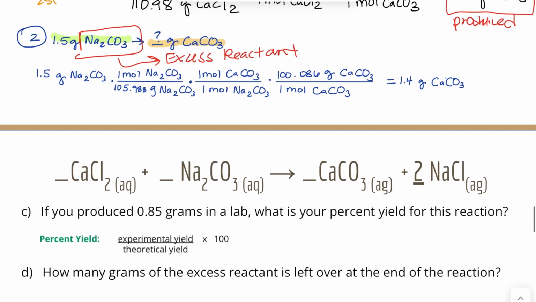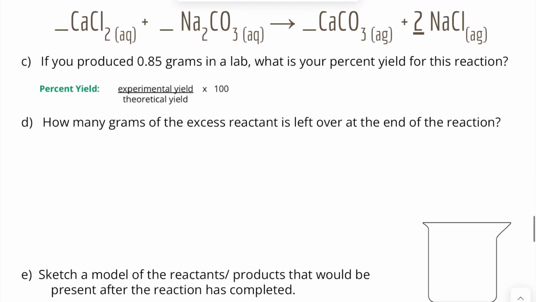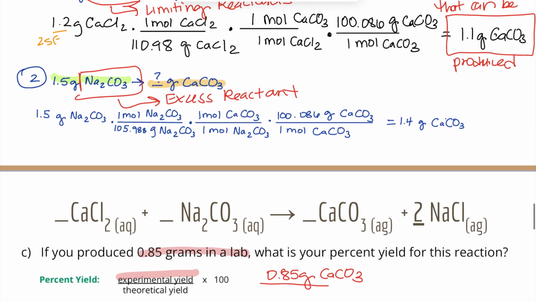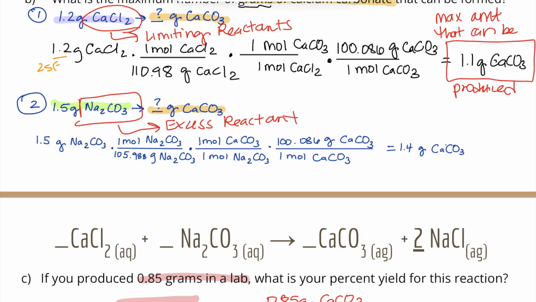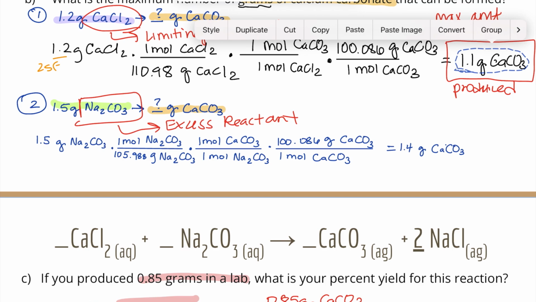All right, going on to part C. If you produced 0.85 grams in a lab, what is your percent yield for this reaction? So in a lab, that's going to be our experimental yield. The theoretical yield is what we just found in our last problem. So we can find that percent yield by doing our 0.85 grams, and again, this is grams of that CaCO3, over our 1.1 grams, which is the maximum that is able to be produced.